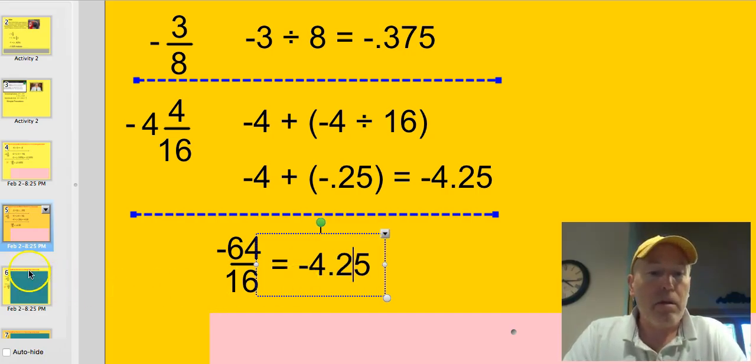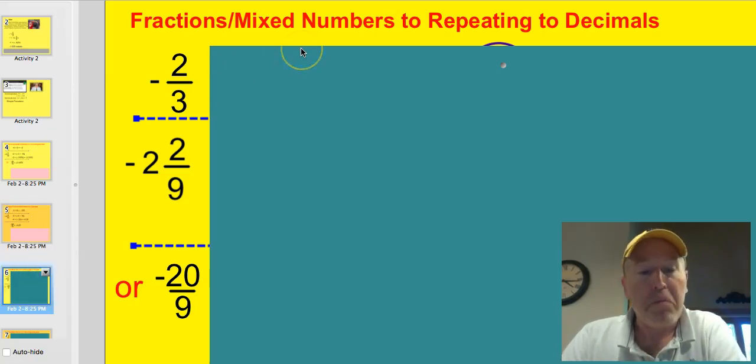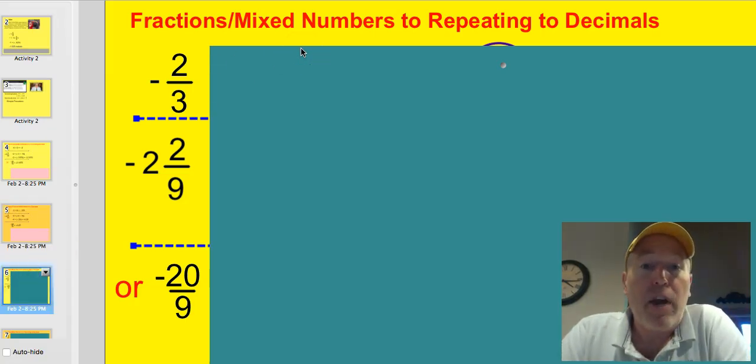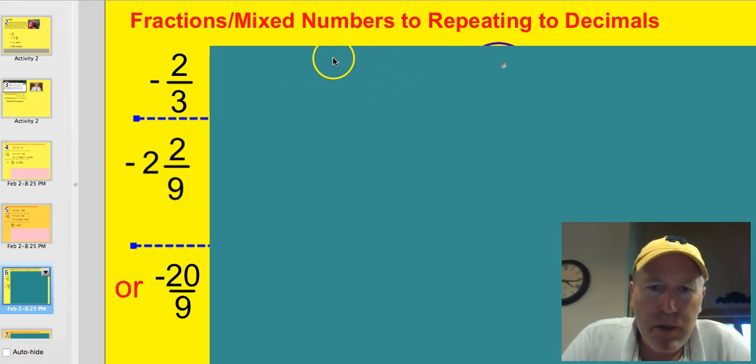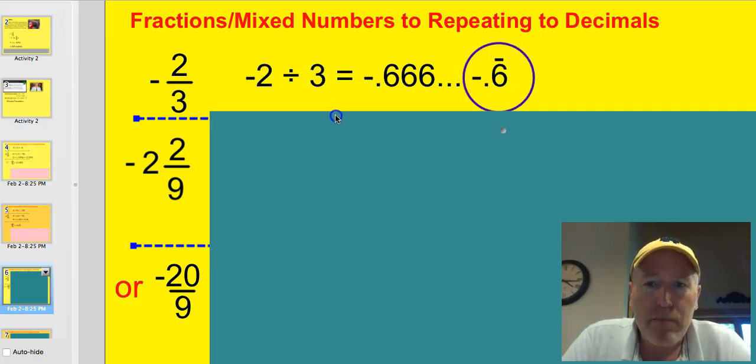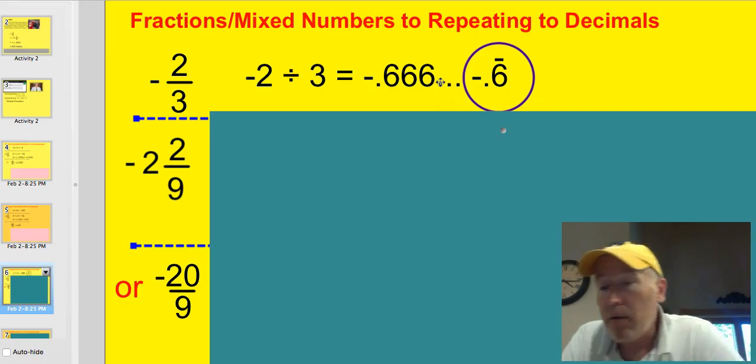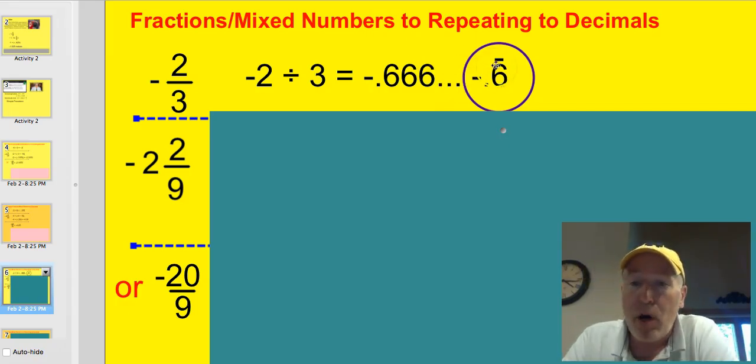Okay, next target, next section of the target. Take these fractions or mixed numbers into repeating decimals. All right, so now we have negative 2/3. How do you make that into a decimal? Well, you can put that into your calculator, negative 2 divided by 3, and it's just going to give you negative 0.6666. And when it repeats like that forever, you can just write it with bar notation, negative 0.6 repeating.